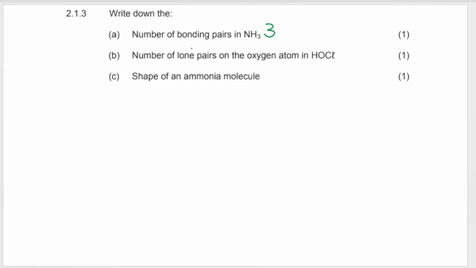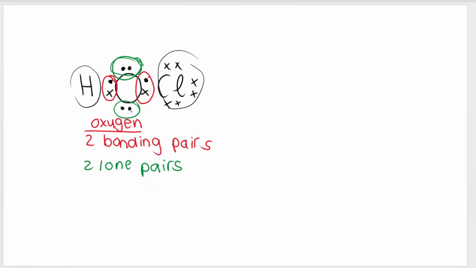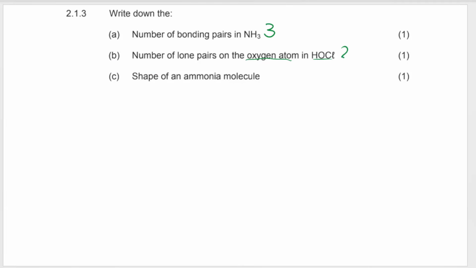B says the number of lone pairs on the oxygen atom in HOCl. We just counted that. Let's count it on this one. So remember, that's a bonding pair, that's a bonding pair. This is a lone pair and this is a lone pair. We also counted it here. Remember, we said 1 lone pair, 2 lone pairs. So 2 lone pairs on the oxygen. So that answer there is 2. Then the shape of the ammonia molecule.